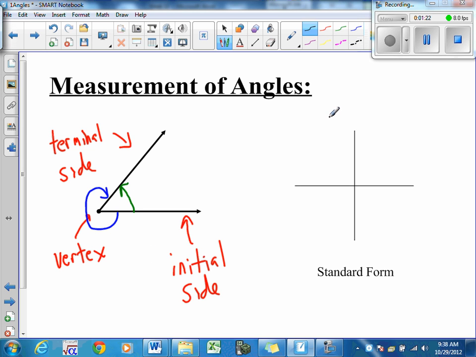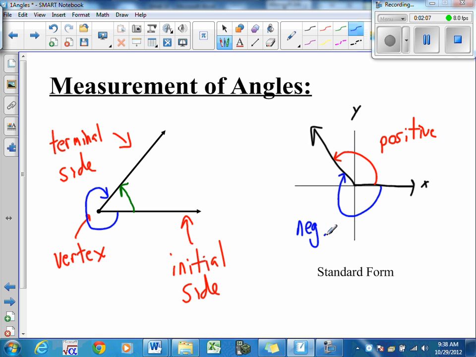Now, what we do when we draw this is we're going to combine this with a lot of our algebra and other things. So we want to draw it on our XY plane. This is our x-axis, this is our y-axis, and we put our initial side along the positive x-axis, and then we draw our terminal side wherever that angle may go. If we have a positive angle, it's like the red there, it goes that way. If it's a negative angle, we go the other way.